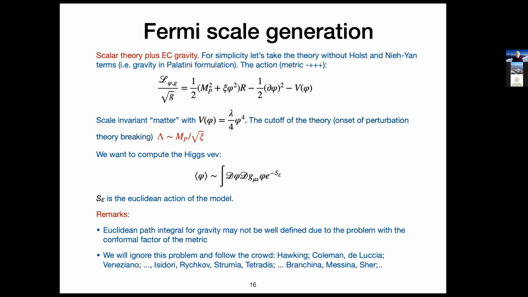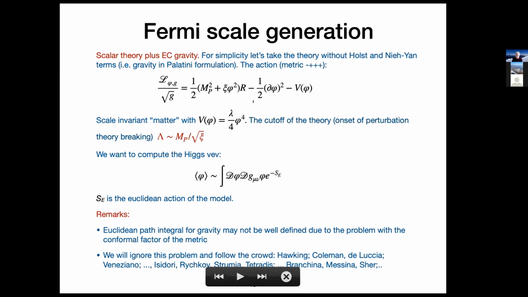So what I'm doing now, I'm taking Einstein-Cartan gravity. I'm not going to take it in the most general case. Let's just take a theory without Holst and Nieh-Yan terms. So we are taking gravity in the Palatini formulation, and I will comment on the more generic situation later. And let's see whether in this theory any non-perturbative mechanism for generation of the weak scale can work.